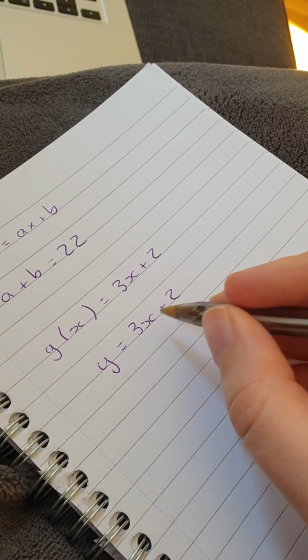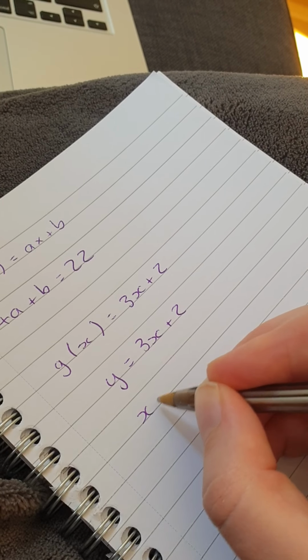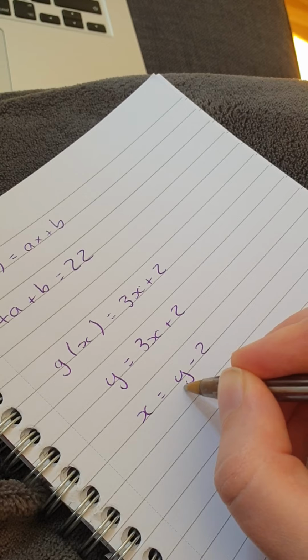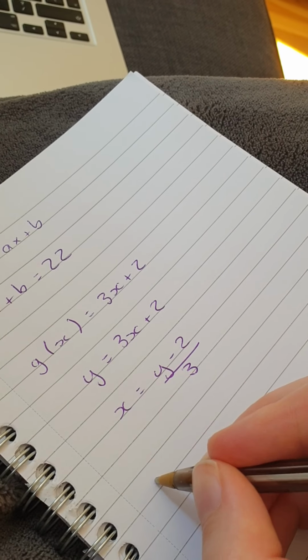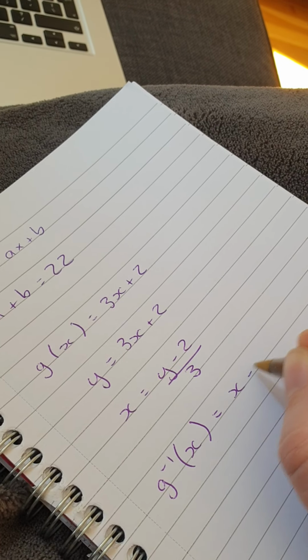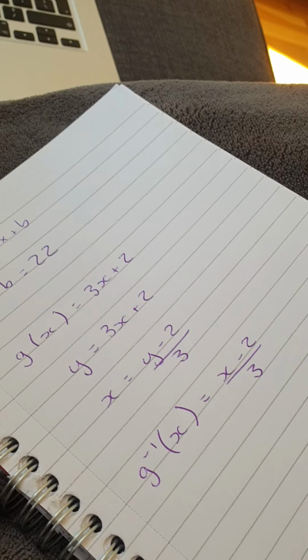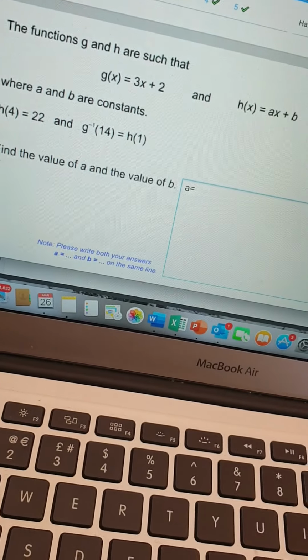and we rearrange it. So we minus our 2 and we divide by 3. So we end up with x is equal to y minus 2 over 3. We then change that into an inverse function and we say g to the minus 1 of x is equal to x minus 2 over 3. Okay, so we know what our inverse function is now.